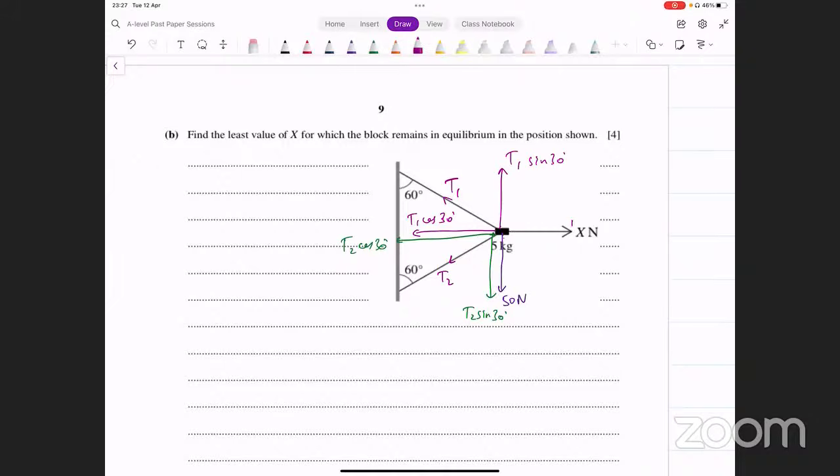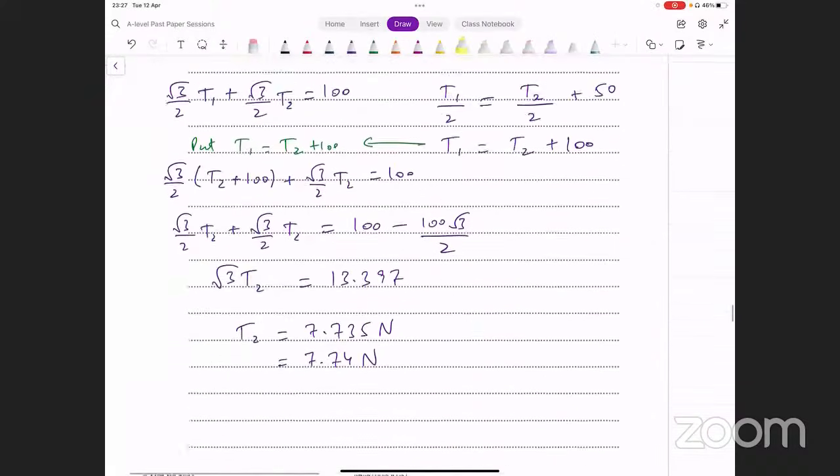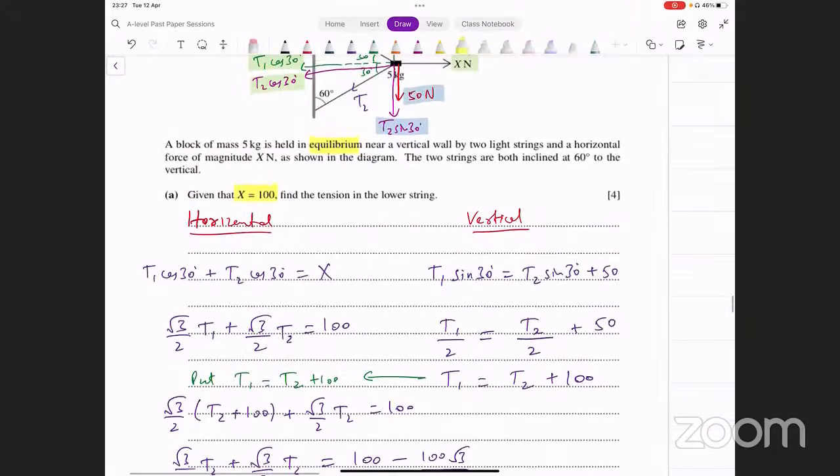In the first part, this force was 100 Newton. Okay, now 100 Newton is acting on the right. To balance it, two forces are acting on the left side that are going to keep this block in equilibrium, because for equilibrium the horizontal forces must be equal. So in the first part, what did we do? We had these two forces acting here on the left side. We equated them with x.